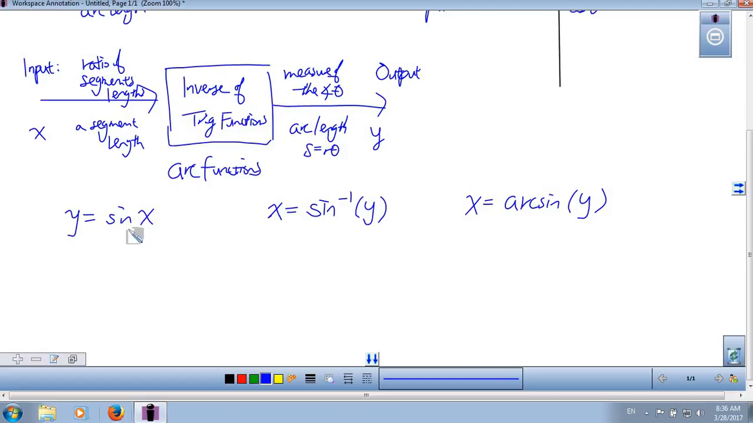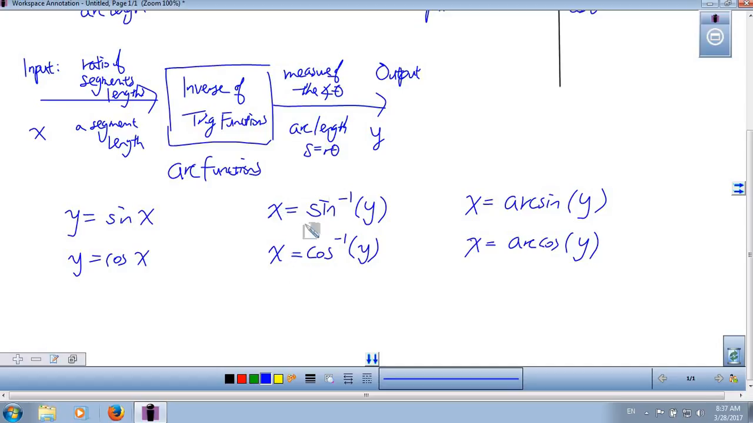So y equal to sine x would be equal to this. On the other hand, if I say y equals cosine x, then x will be equal to cosine inverse of y, or another way to say this is arccosine of y. Actually, I should say this is not true in all cases. There are certain cases where it's true and certain cases where it's not.